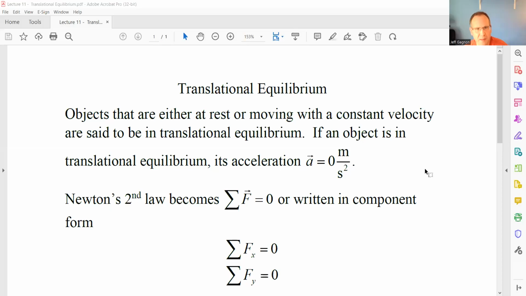Hello, everyone. Welcome to Physics 205. So the next couple of lectures are going to deal with objects that are in equilibrium.